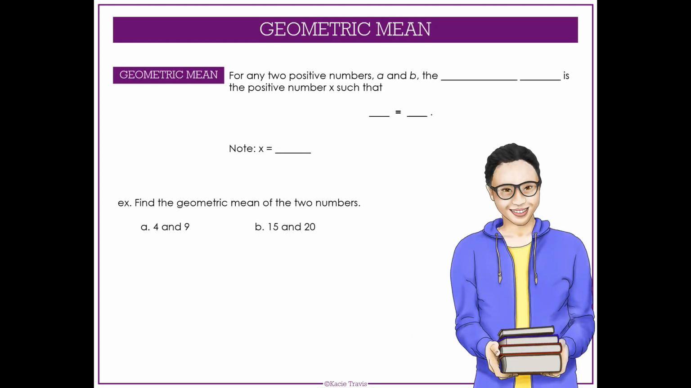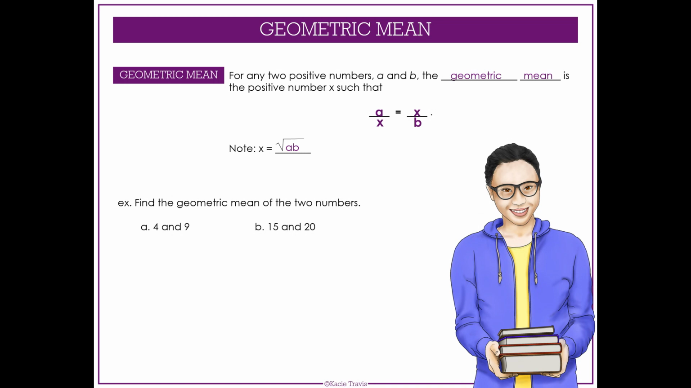Before we get into any shapes, we have to start talking about a new thing, which is: what is the geometric mean? For any two positive numbers, A and B, the geometric mean is the positive number x such that A over x is equal to x over B. That may seem like a lot, but just hold on. It's going to be all right. X is equal to the square root of A times B.